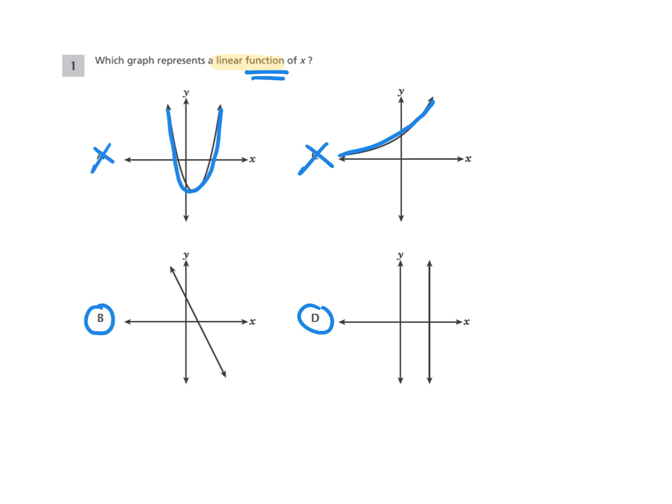Yes, that's right. It's D because for this input, there are so many outputs. Remember that something is a function when for each input, we have exactly one output. D fails this. So our right answer is B.